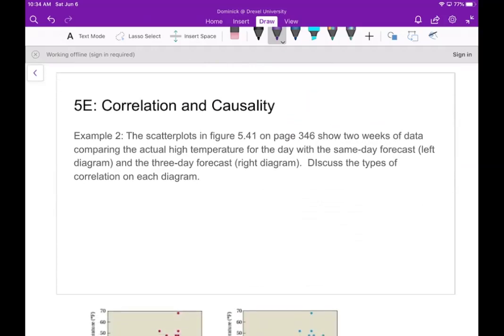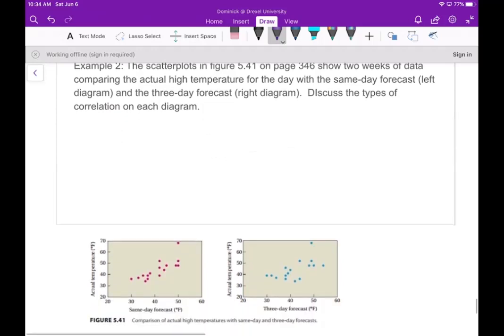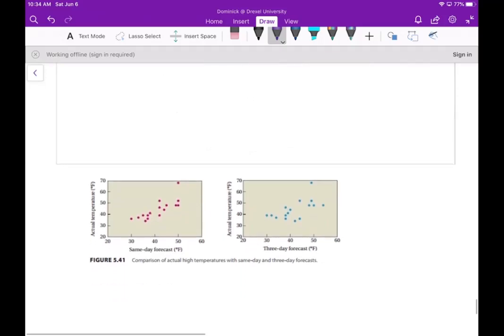Okay, now in the next example, we have the scatter plots in figure 5.41 on page 346, which I've copied here. They show 2 weeks of data comparing the actual high temperature for the day with the same day forecast and the 3-day forecast, which will be on the right. And we'll discuss the correlation on each diagram. Now, it looks like the correlation for this first one is positive for sure, right? It might be weakly positive, but it's a positive correlation.